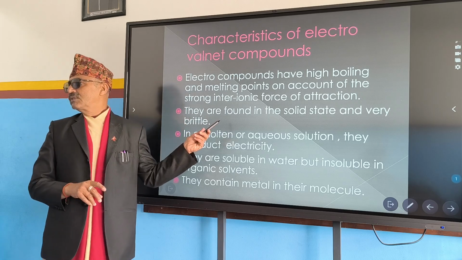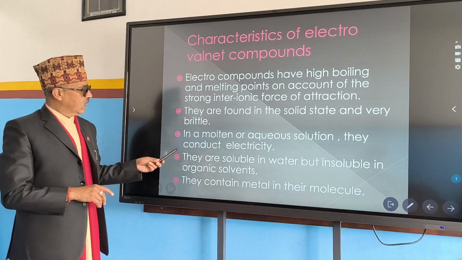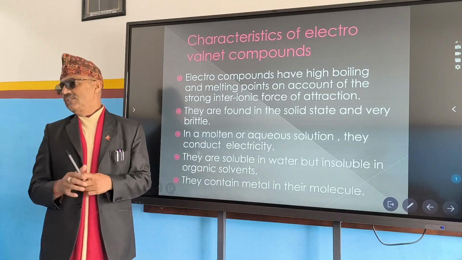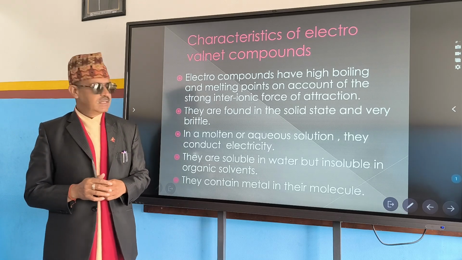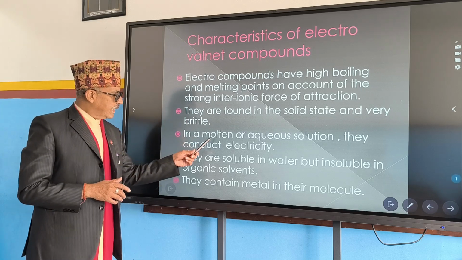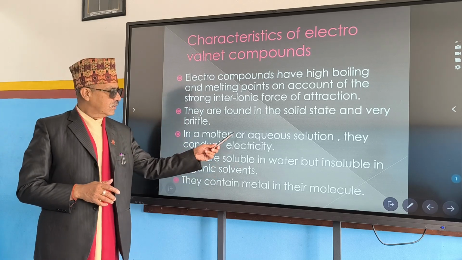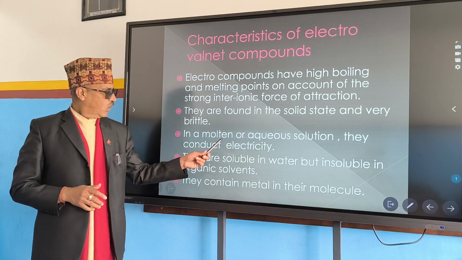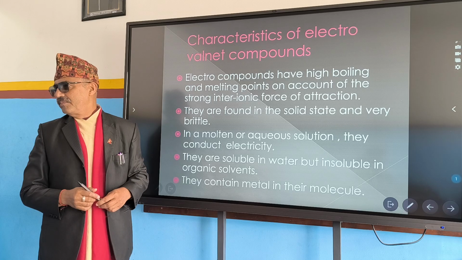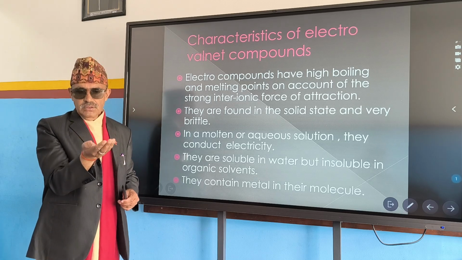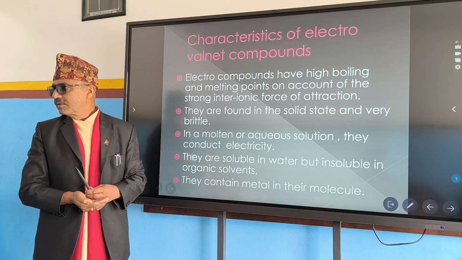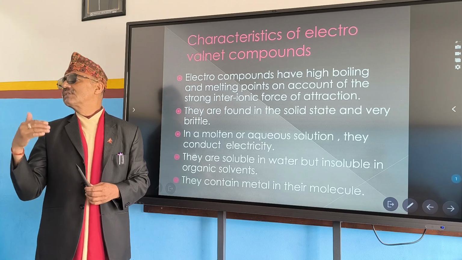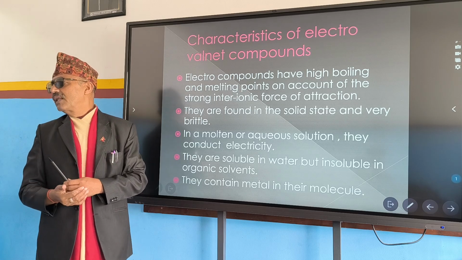And mainly they are found in which state? Solid state. And they are brittle. What is brittle? They can break easily. And they can conduct electricity either in aqueous solution, aqueous means dissolved in water, or molten, in liquid form. When you heat sugar, slowly it changes into liquid form, that is molten state. But sugar cannot conduct electricity because it is not made up of electrovalent bond.